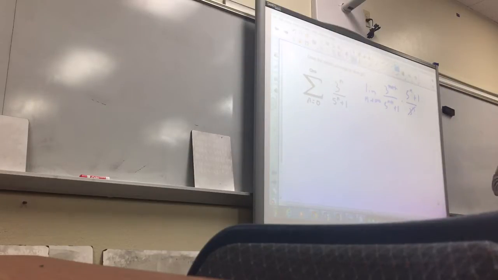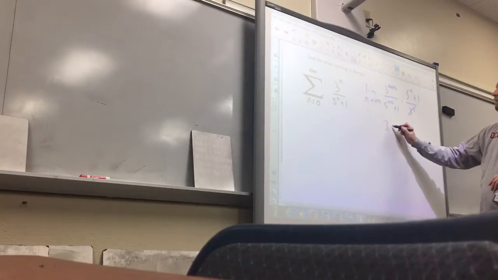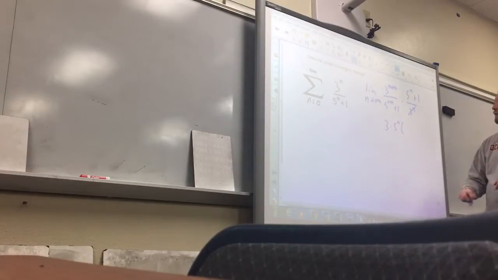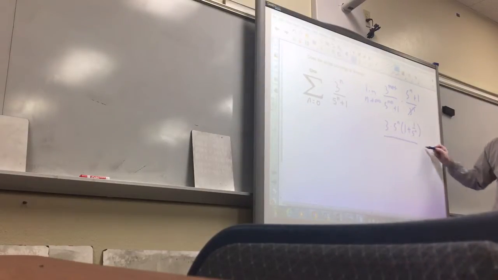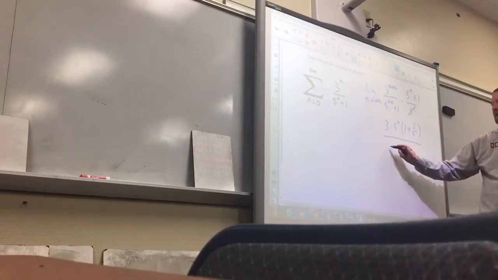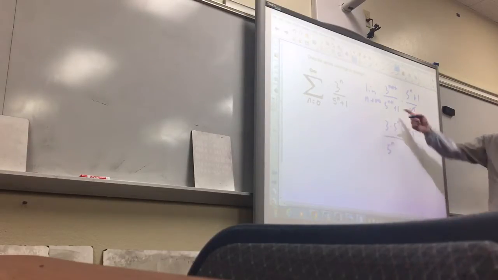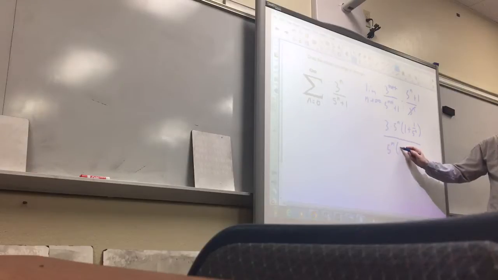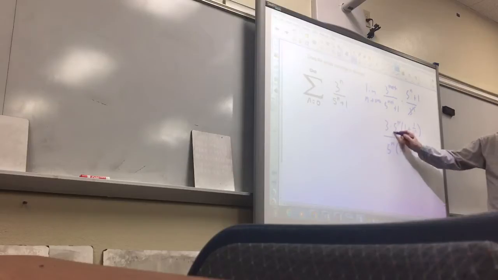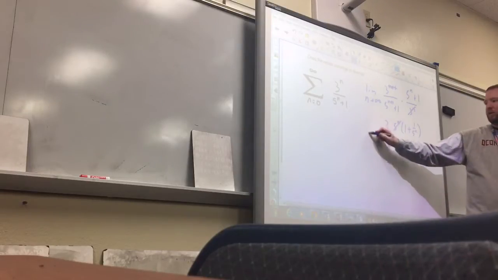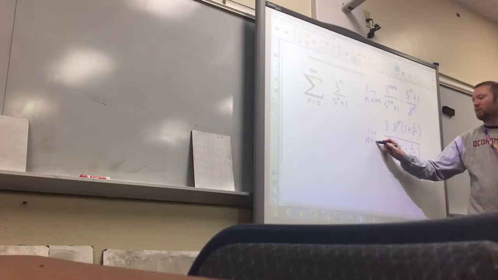But really, to do it accurately, what do I have to do? Factor out 5 to the n. Yeah, factor out 5 to the n. I saw a lot of people doing that, which is really good. So I get 3 times 5 to the n, and then this would turn into 1 plus 1 over 5 to the n. I'm going to factor a 5 to the n out of here. This becomes 5 plus 1 over 5 to the n. The 5 to the n's cancel.